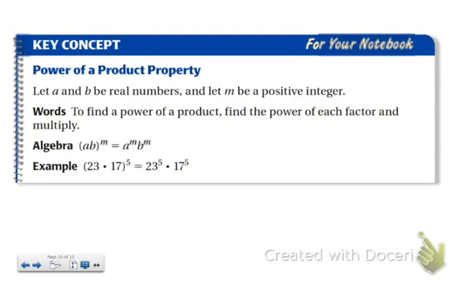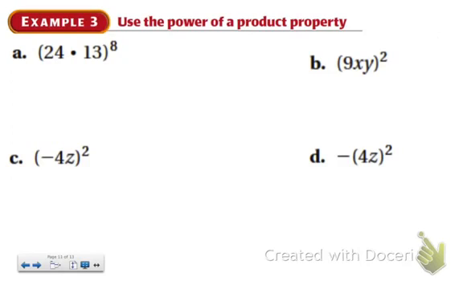So our next and last product property is to find a power of a product, find the power of each factor, and multiply. So in other words, it's kind of like you're distributing it into both parts of the product. So ab to the m is a to the m times b to the m. And in this example, 23 times 17 to the fifth is 23 to the fifth times 17 to the fifth. Okay, so for some examples, 24 times 13 raised to the 8th power is 24 to the 8th times 13 to the 8th.